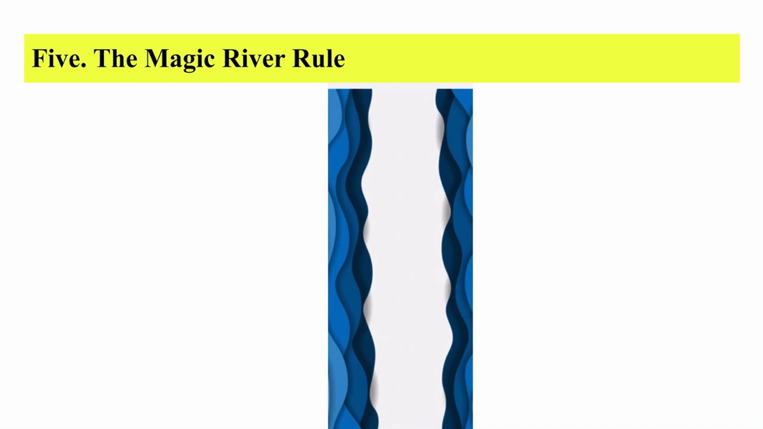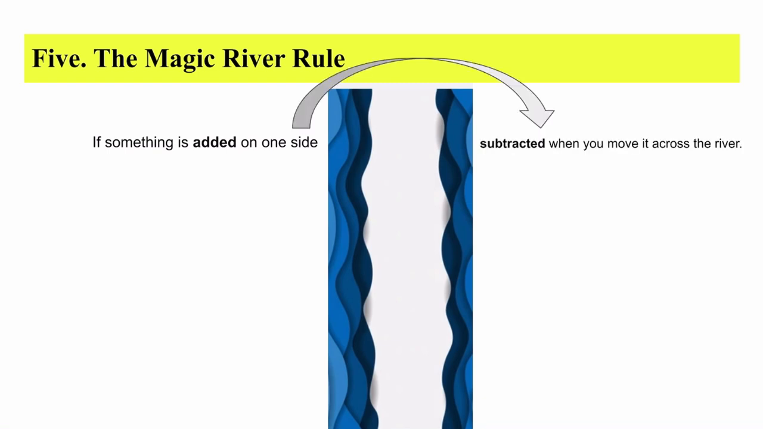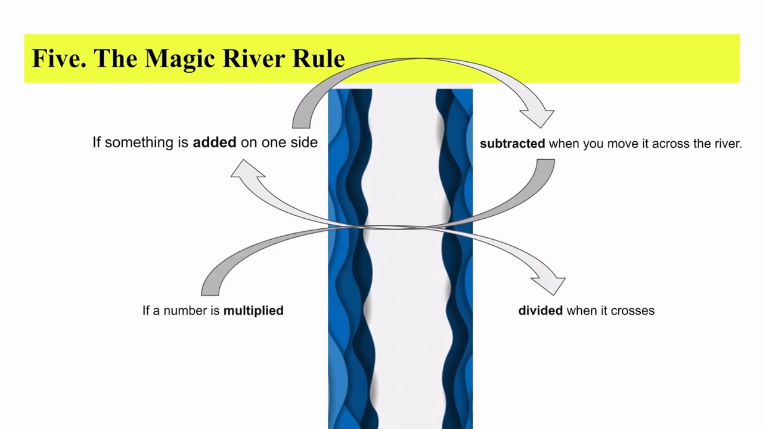Now here is the important part. Whenever a number or operation crosses this magical river, it changes into its opposite, also called its inverse operation. For example, if something is added on one side, it becomes subtracted when you move it across the river. If something is subtracted, it becomes added on the other side. If a number is multiplied, it becomes divided when it crosses. And if something is divided, it becomes multiplied on the other side.